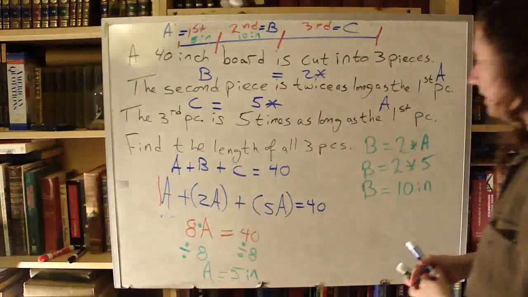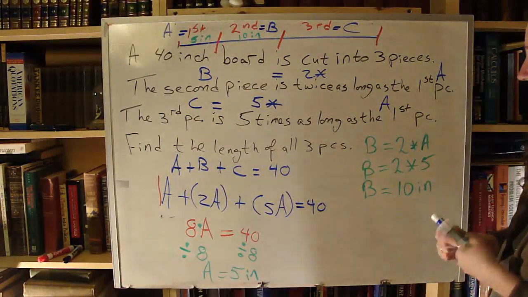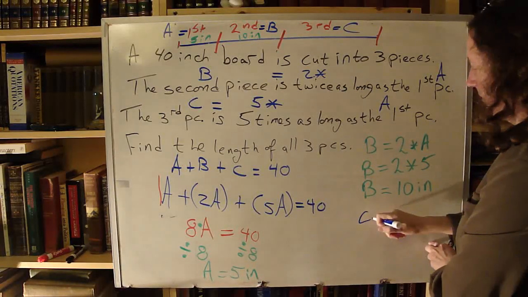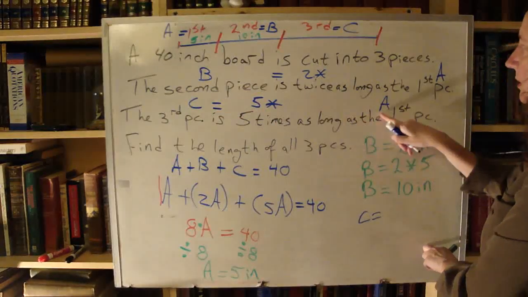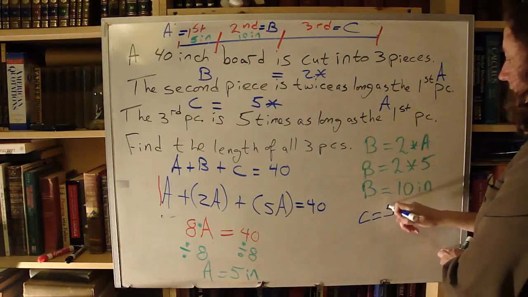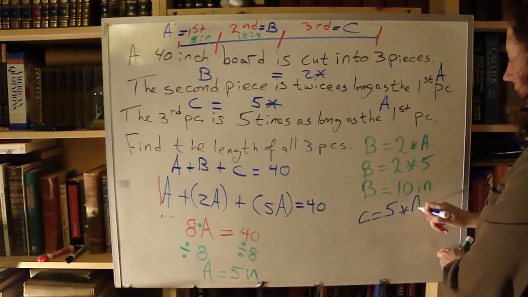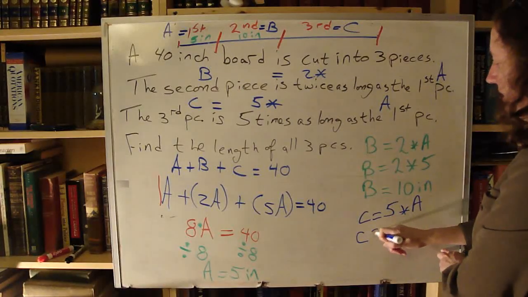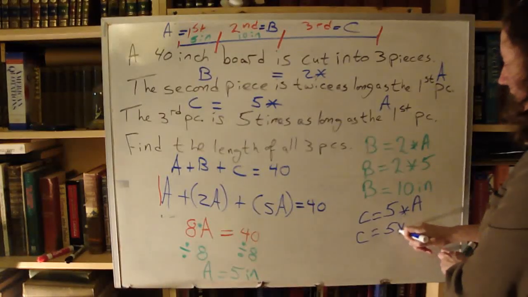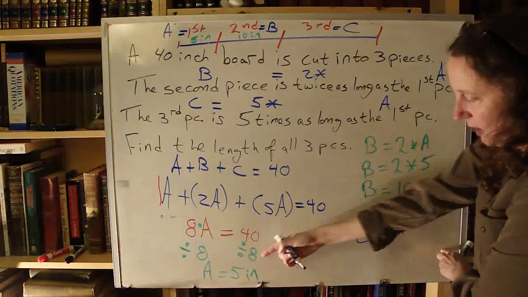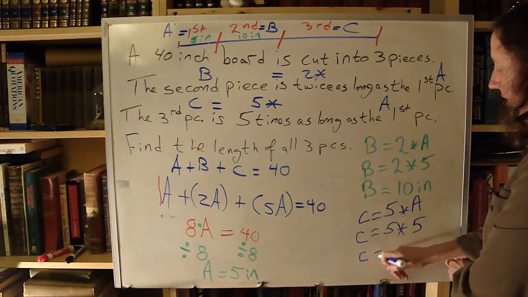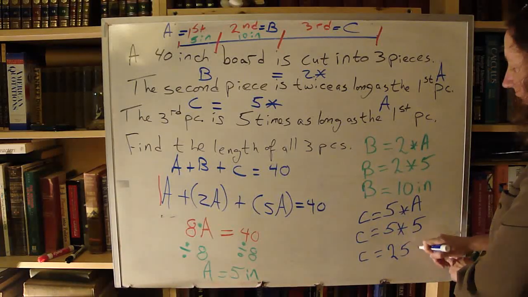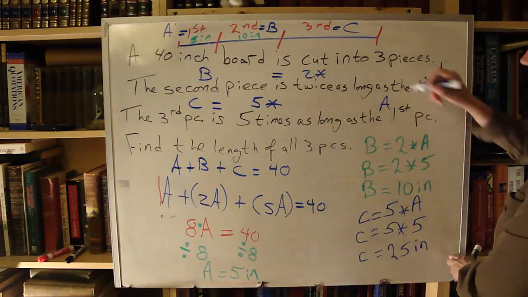I need to find C. C is 5 times A. So C is 5 times, A is 5 inches, so 5 times 5. So C is 25 inches. I now have C.